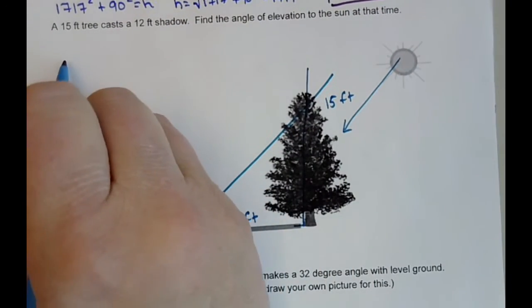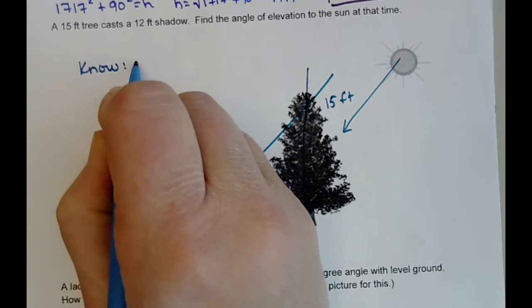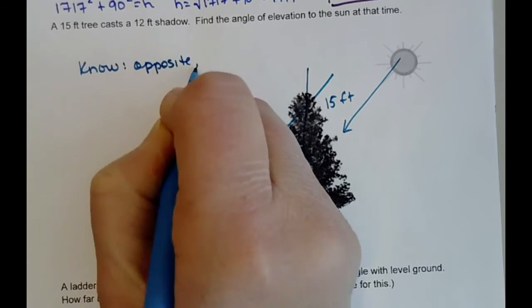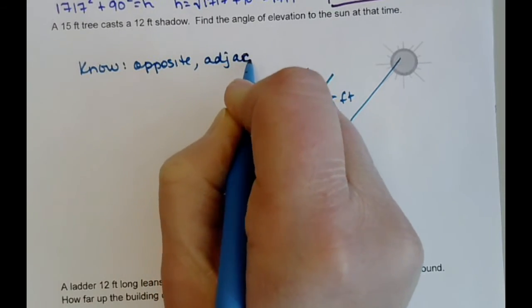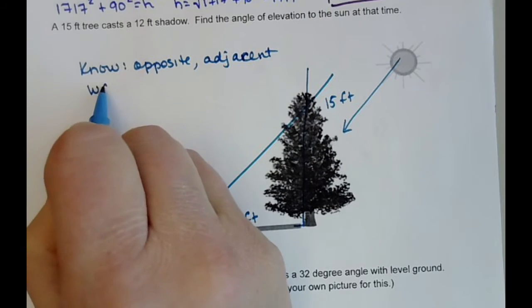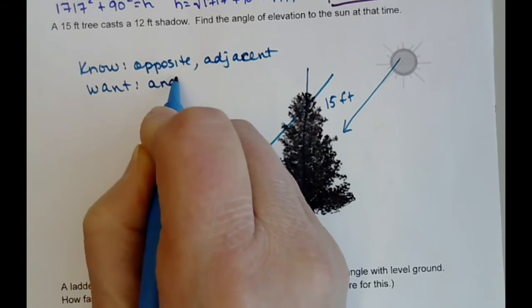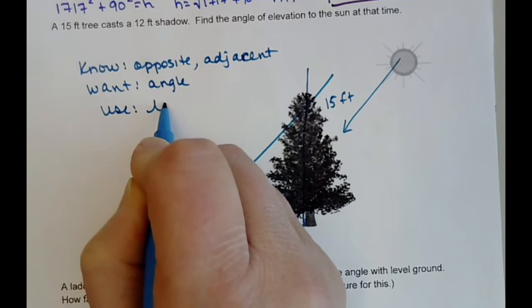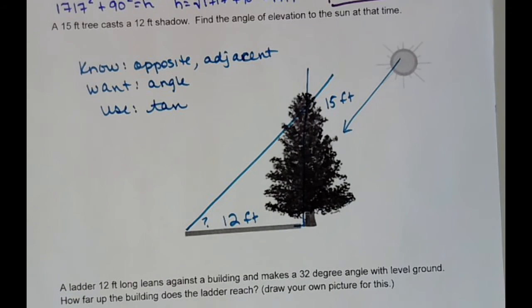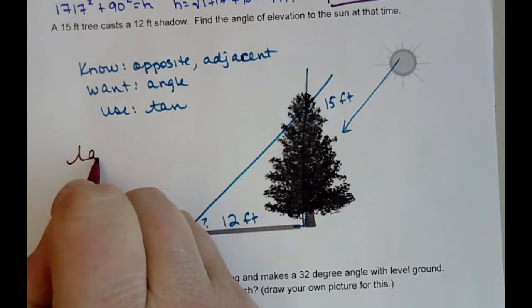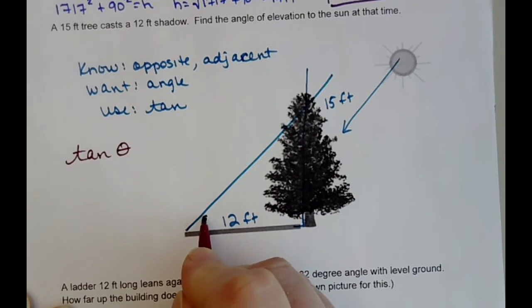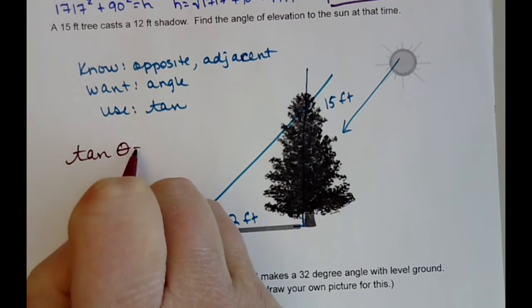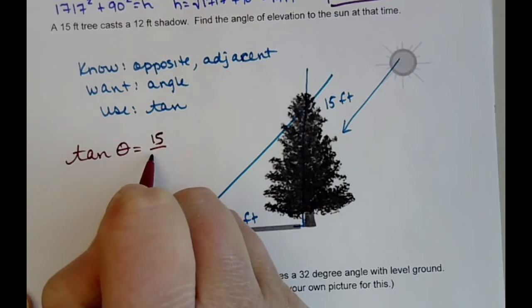So we have opposite and adjacent. We want the angle. We're going to use tangent. We don't always use tangent with angles of elevation and depression, but a lot of times, probably 80% of the time, we do use tangent, simply because we're finding angles, or we're finding shadows and all of that. So the tangent of the angle, I'm going to use theta right there. It just stands for an unknown angle, is 15 over 12.